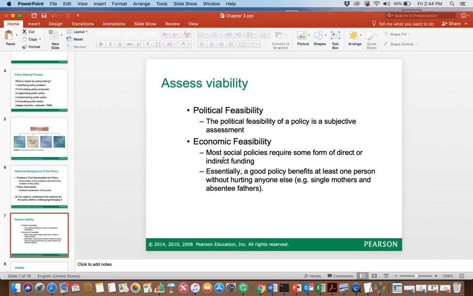Economic feasibility, as I said before, is that it requires a form of direct or indirect funding. In other words, sometimes the government funds programs directly, or sometimes it doesn't fund them directly. Essentially, however, a good policy benefits at least one person without hurting anyone else. I think in last week's segment, we called that Pareto efficiency. How do you benefit one person without hurting another person?